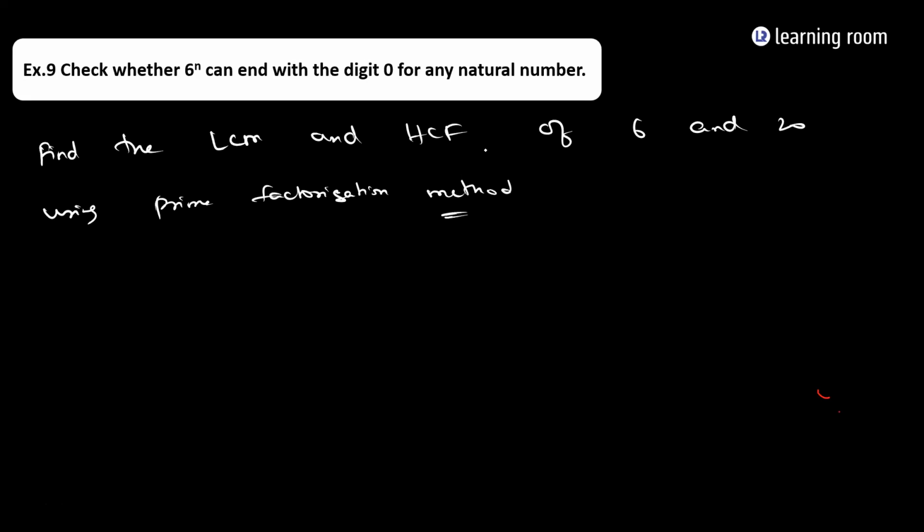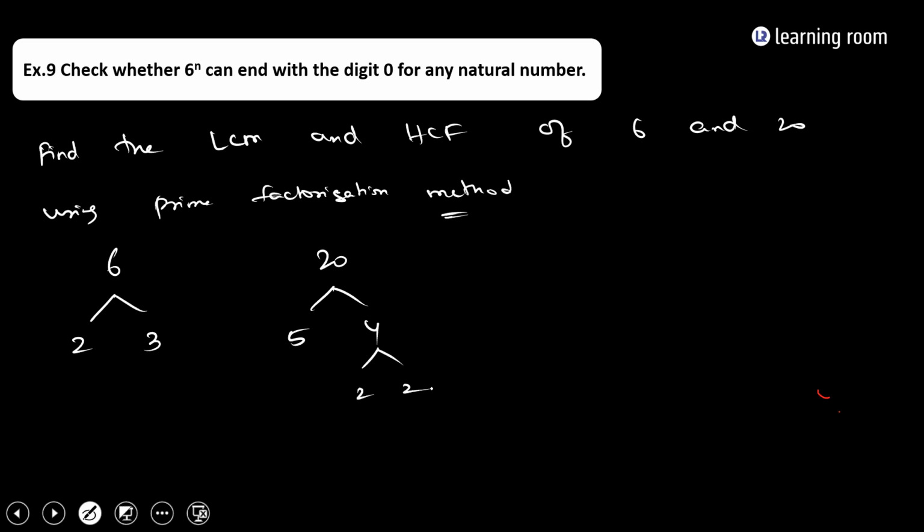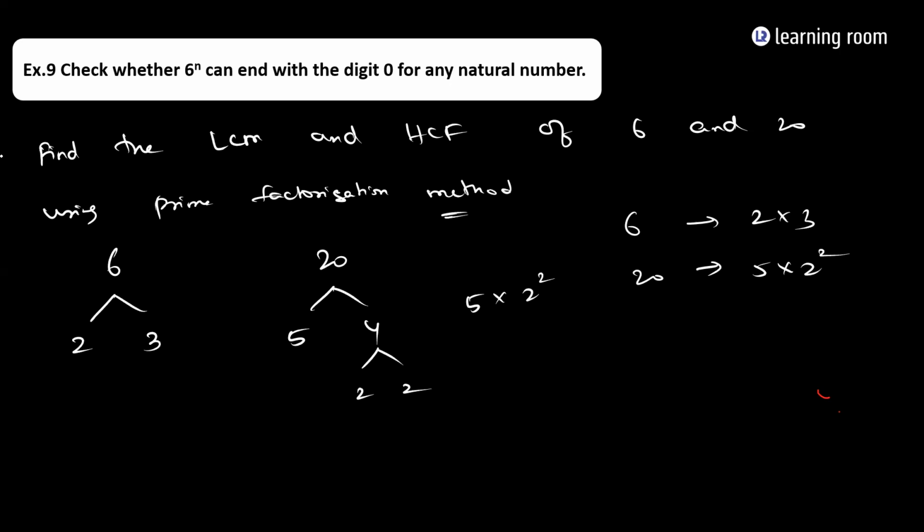So first we have to write the prime factorization of 6 and 20. So for 6, what are the prime factors? 2 into 3. For 20? 5 into 2 square. 2 2 5, 2 square and 4. Again, 4 can be factorized as 2 square, so it is going to be 5 into 2 square. Right. So for 6, you have 2 into 3, and for 20, you have 5 into 2 square. Now, what is going to be the LCM?